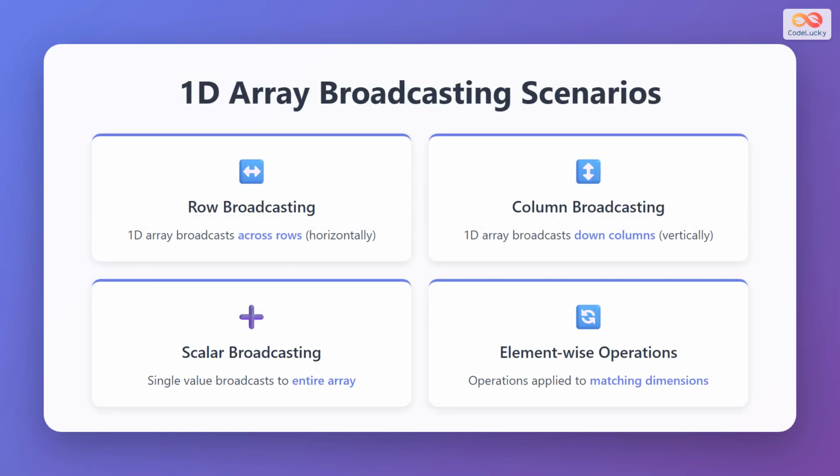There are 4 common scenarios when broadcasting one-dimensional arrays to two-dimensional arrays. Row broadcasting occurs when a one-dimensional array broadcasts across rows horizontally. Column broadcasting happens when a one-dimensional array broadcasts down columns vertically. Scalar broadcasting is when a single value broadcasts to the entire array. And element-wise operations are applied to matching dimensions, performing calculations on corresponding elements.